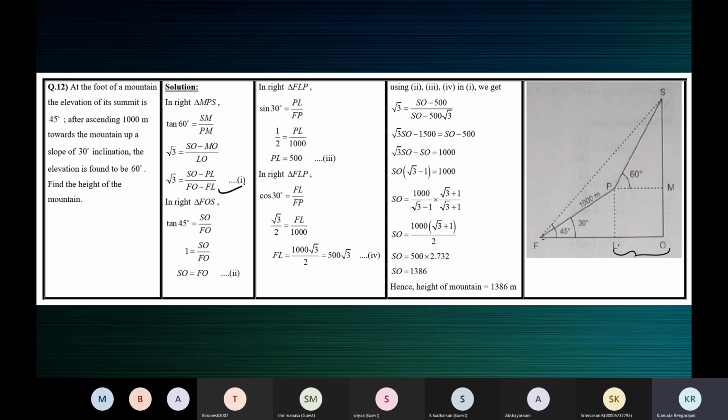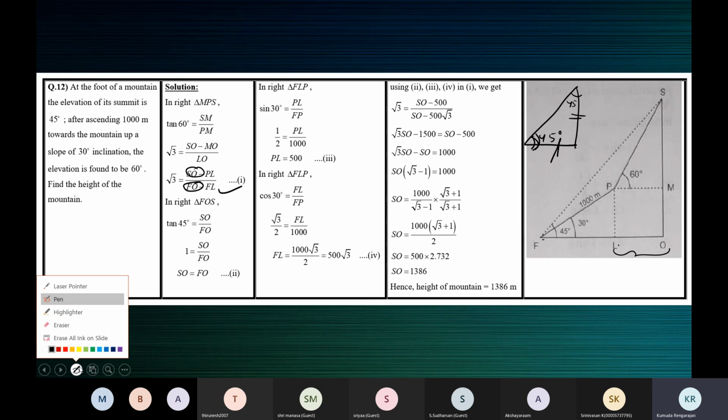Call it 1. Now what you see is the whole triangle is a right isosceles triangle. This is 45 degrees, so this side is equal to this side. Since this is 45 degrees, this also will be 45. So SO is the height of the mountain, and FO is also the height of the mountain. Since FO is equal to SO, you can retain that. You don't have to change.